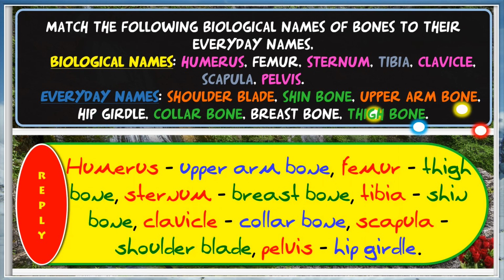The humerus is the upper arm bone. The femur is the thigh bone. The sternum is the breastbone. The tibia is the shin bone. Clavicle is the collarbone. Scapula is the shoulder blade. Pelvis is the hip girdle.